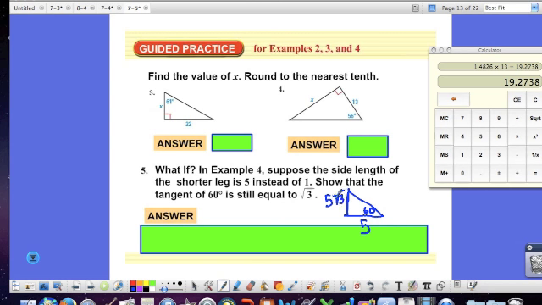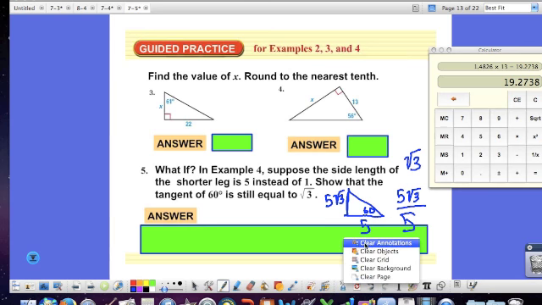I'll do this very slow here because everything on this video is slow. So 5 radical 3, which is the opposite, divided by the adjacent, which is not radical 3. I made a mistake there, but I'm going to fix it. It's 5. So opposite over adjacent, the 5's cancel out, and you get radical 3.